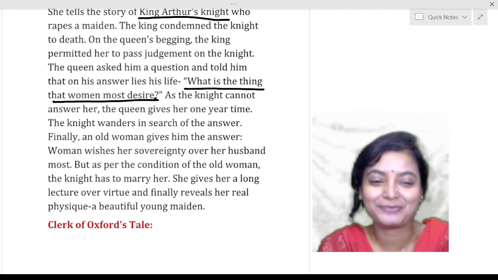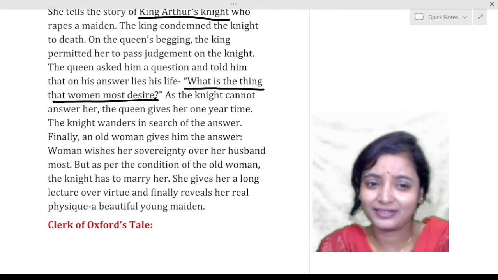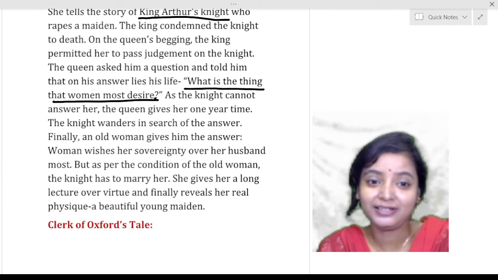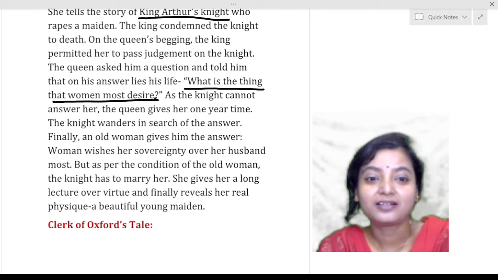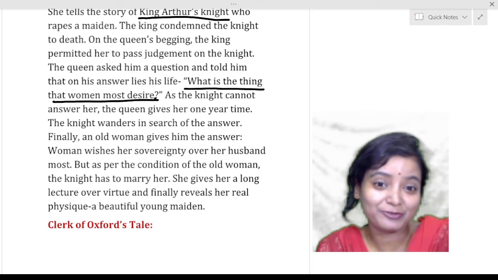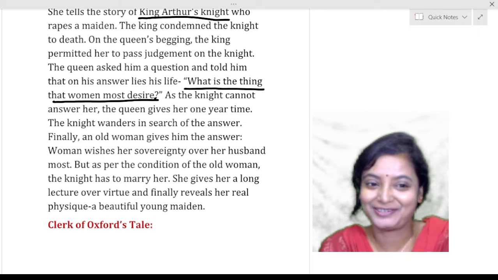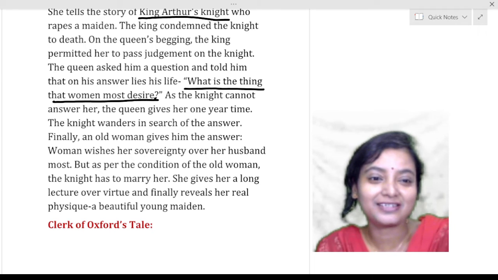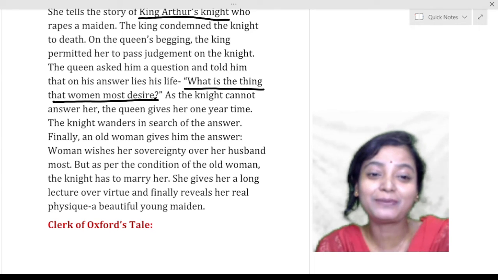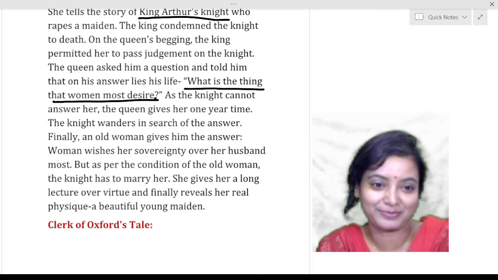You can imagine. The knight wanders in search of the answer. Finally, an old woman gives him the answer. Woman wishes sovereignty over her husband most. Okay, that is the answer. What is the thing women most desire? Women most desire power over their husbands.